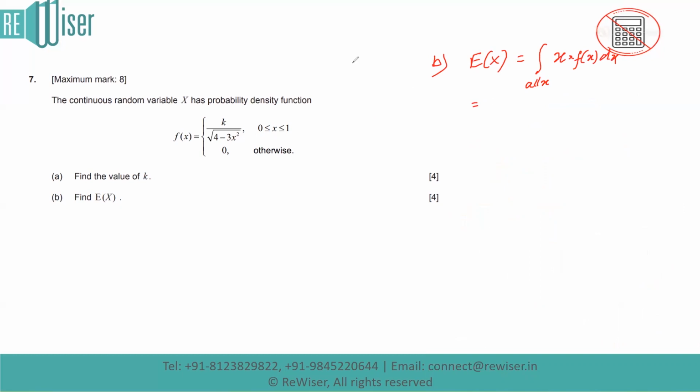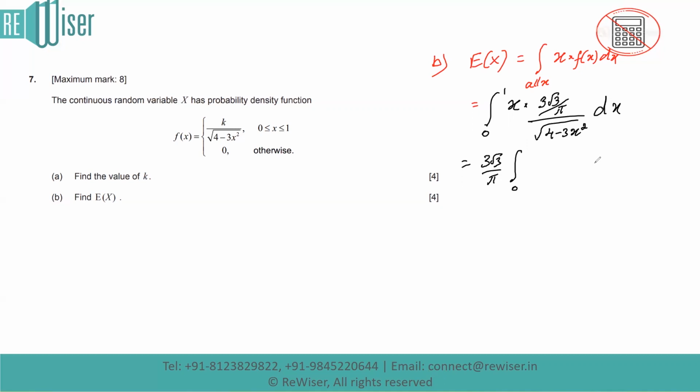And here, that's why the expected value has to be equal to the integral, for all possible values of x, which means it's just going to be 0 to 1, x times f of x. Now we have already got the value of k, so we can substitute it. So it's basically 3 root 3 divided by pi, and the entire thing divided by the square root of 4 minus 3x squared, dx. Now this 3 root 3 by pi, I can take it outside, and the remaining thing stays in.